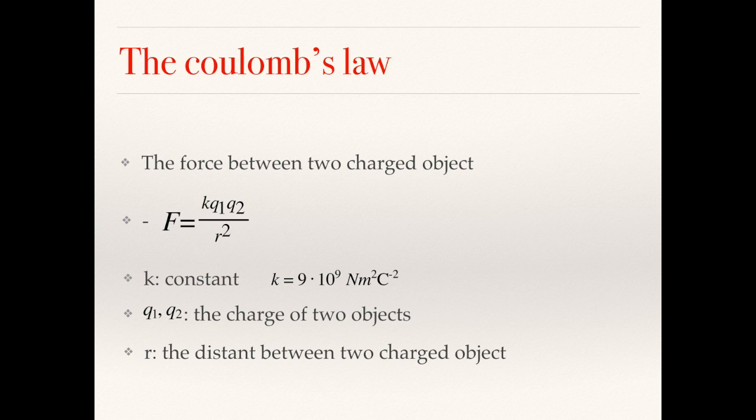F, of course, is a force, and K is a constant. It is equal to 9 times 10 to the 9 Newton meter squared over Coulomb squared. Q1 and Q2 mean the charge of the two objects, and R here is the distance between the two charged objects.